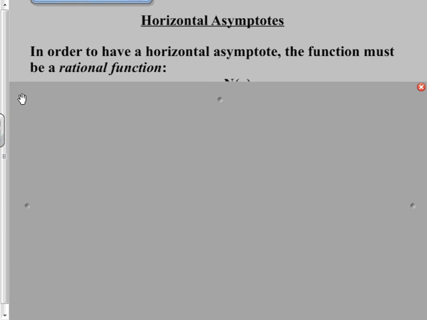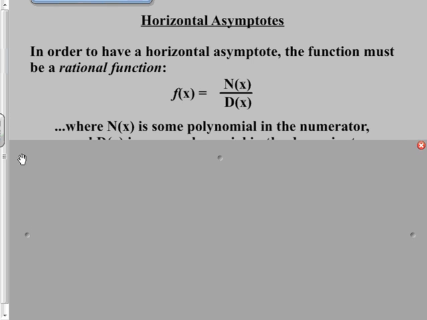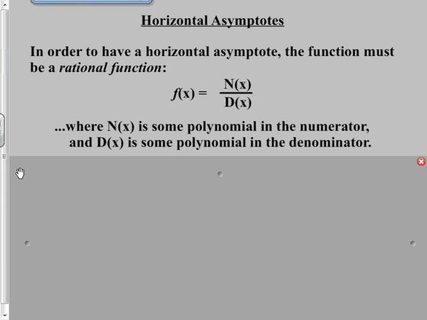Now, in order to have a horizontal asymptote, the function must be what we call a rational function. And if you remember back to junior high, the term rational means that it is of a fraction. So here we are defining a function, f of x, in terms of a numerator that has something to do with x, divided by a denominator that has something to do with x. Okay, so n of x is some polynomial in the numerator, d of x is some polynomial in the denominator.